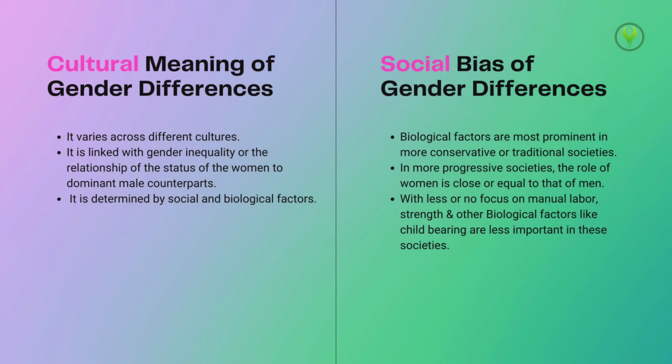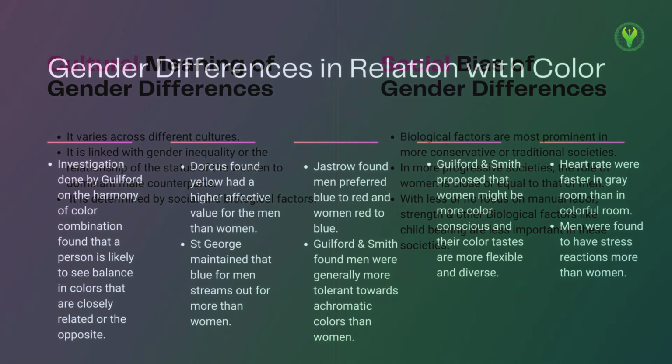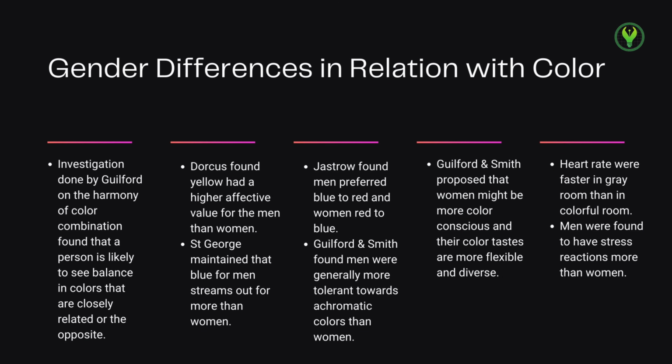So let's begin. Cultural meaning of gender differences. It varies across different cultures. It is linked with gender inequality or the relationship of the status of the women to dominant male counterparts. It is determined by social and biological factors. Social bias of gender differences. Biological factors are most prominent in more conservative or traditional societies. In more progressive societies, the role of women is close or equal to that of men. With less or no focus on manual labor, strength and other biological factors like childbearing are less important in these societies.